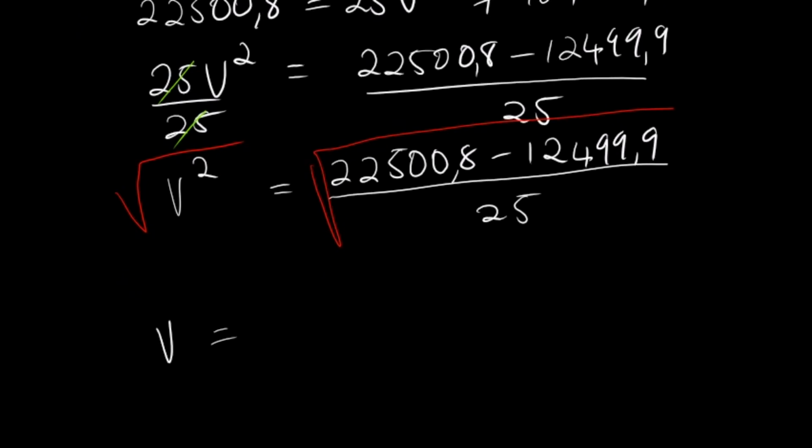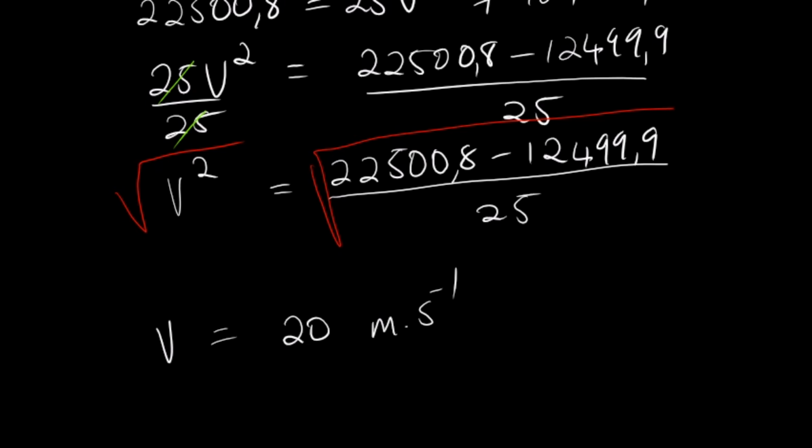And then v is equal to, we simply punch this on a calculator. Square root of 225,008 minus 12499,9, all over 25. So the answer is 20 meters per second.